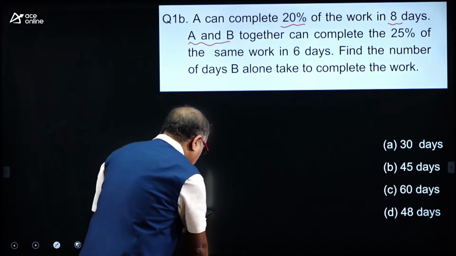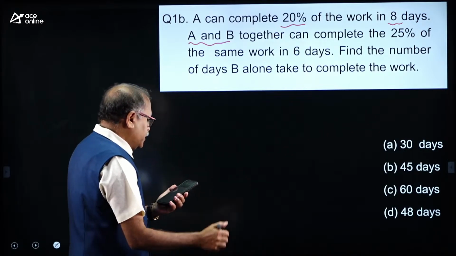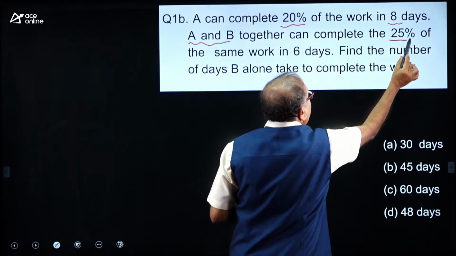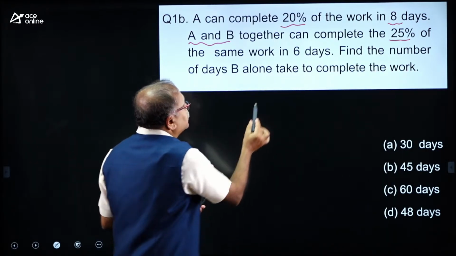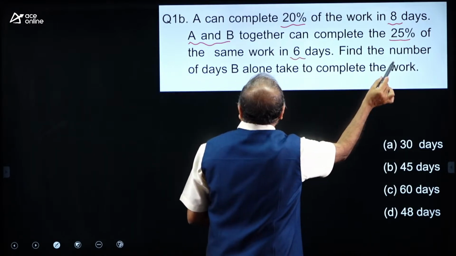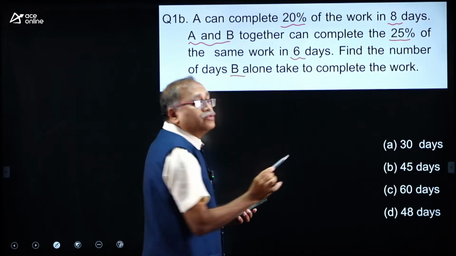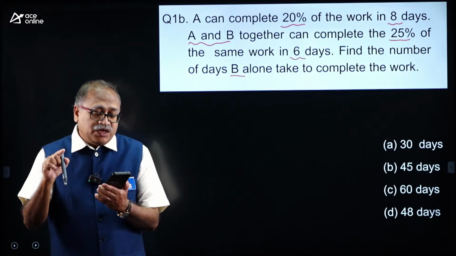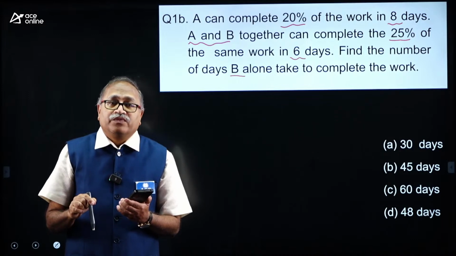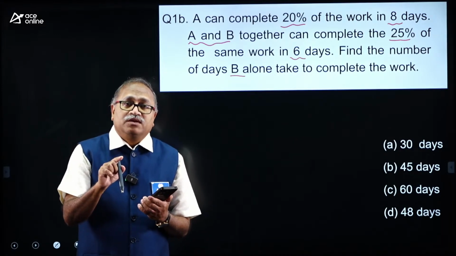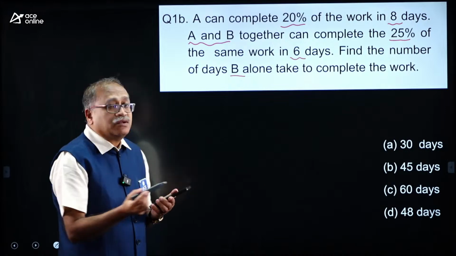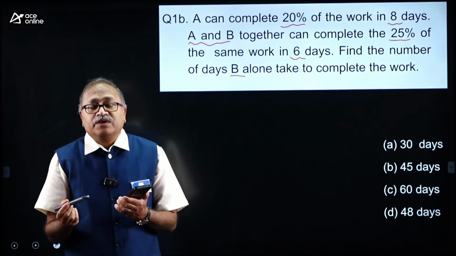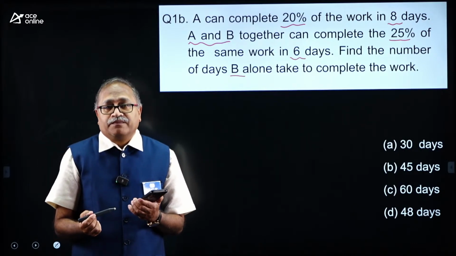Now look at this part, that is, A and B together can complete 25% of the work in 6 days. So find the number of days B alone will take to complete the work. As I explained in the previous question, I am sure you will be able to answer this question now with minimum possible writing, because our competitor will be doing it with the general method, and we want to answer these questions with a very different method where it takes the minimum possible time.